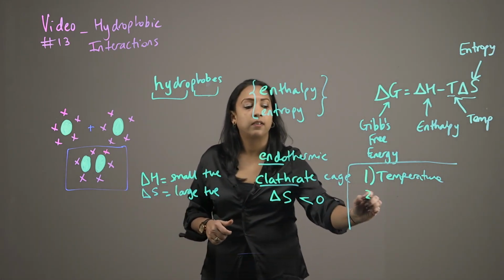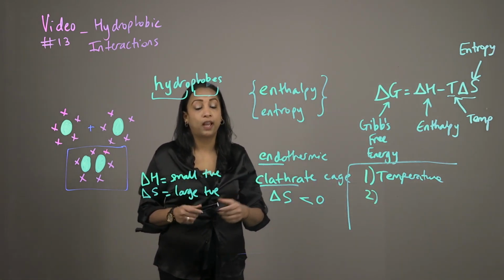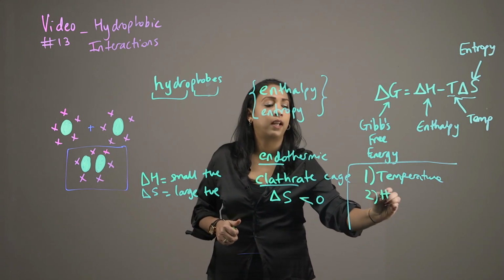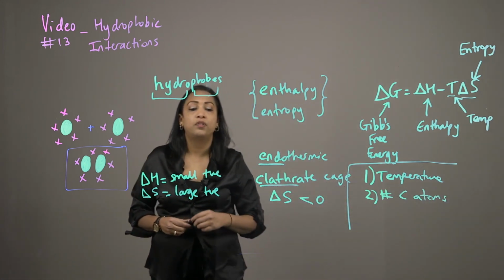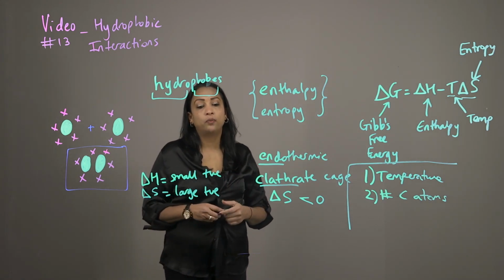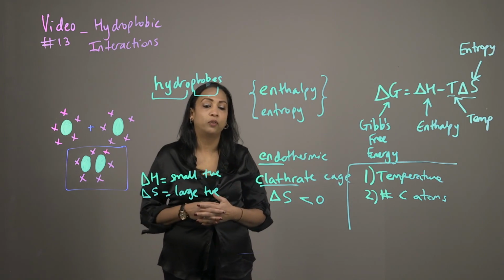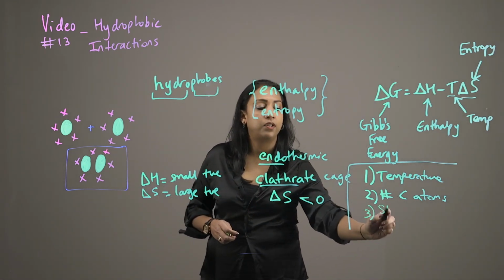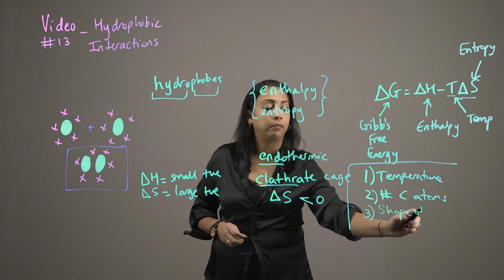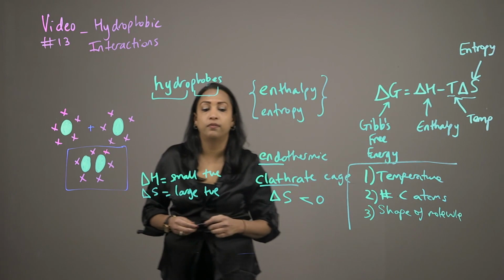The second factor that determines the strength of a hydrophobic interaction is the number of carbon atoms on the molecule. So generally speaking, molecules with a greater number of carbon atoms will have stronger hydrophobic interactions. The third main factor is the shape of the molecule, or in this case, the hydrophobe.